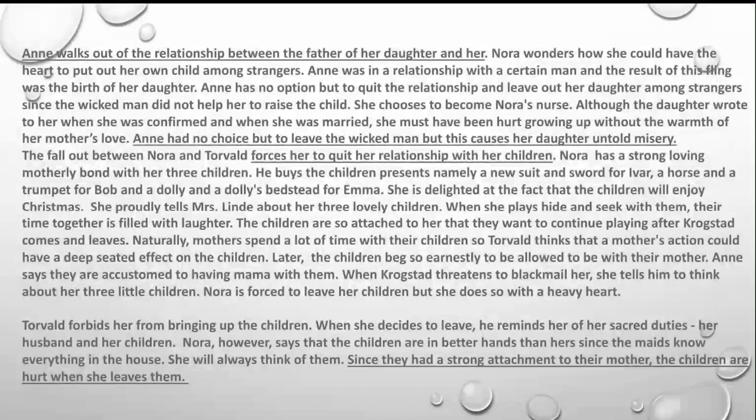Torvald forbids her from bringing up the children. When she decides to leave, he reminds her of her sacred duties, to her husband and her children. Nora, however, says that the children are in better hands than hers, since the maid knows everything in the house. She will always think of them, since they had a strong attachment to their mother. The children are hurt when she leaves them.